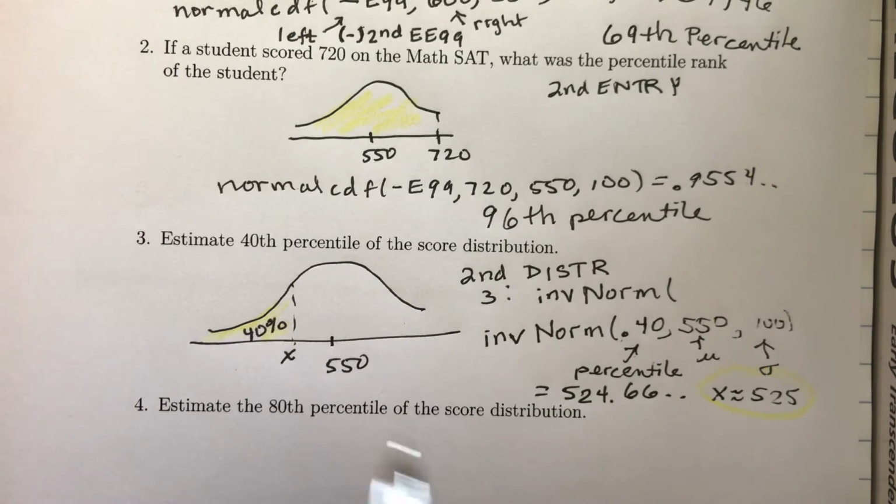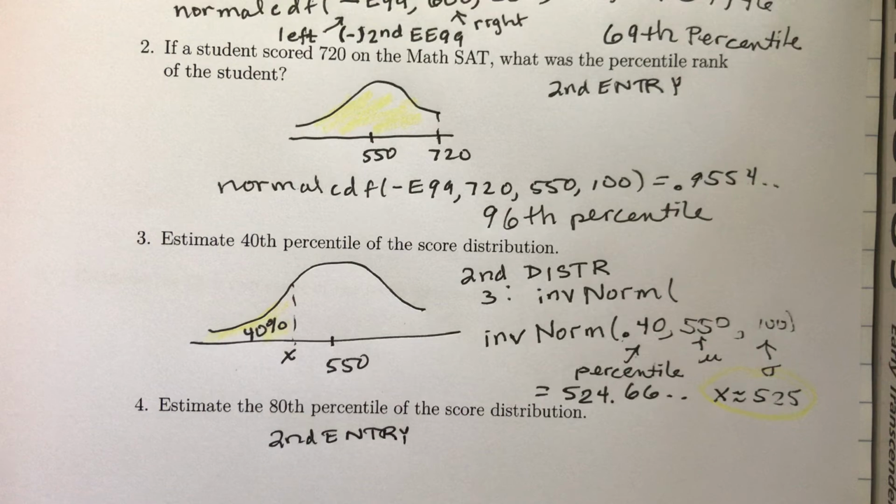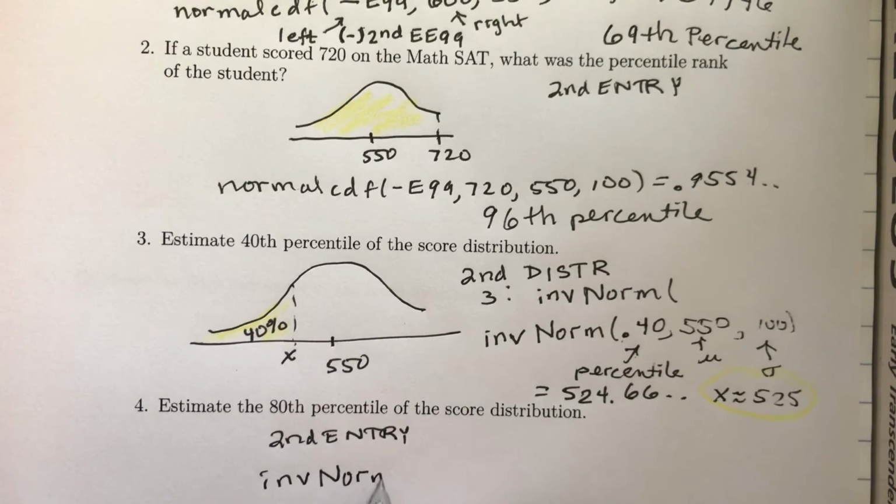And you just do the same thing for the 80th percentile. I'm going to do second entry so I can bring up the exact same thing on my calculator, and then just edit the numbers and change the 4 to an 8. So I'll write inverse norm, 0.80, 550, 100. And that gives about 634.16. That keeps going on forever, so I'll round that off to 634.